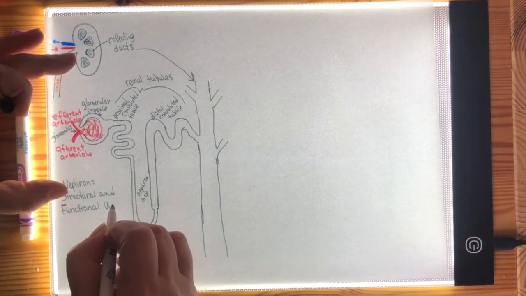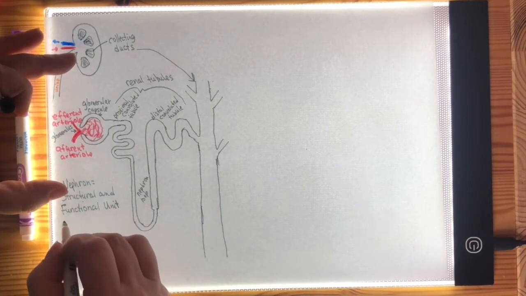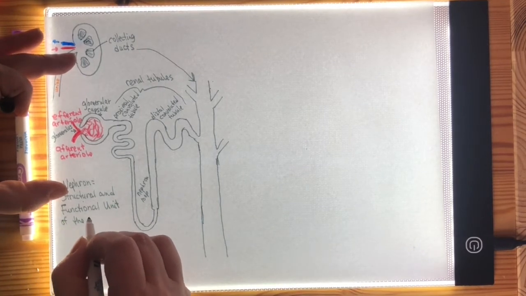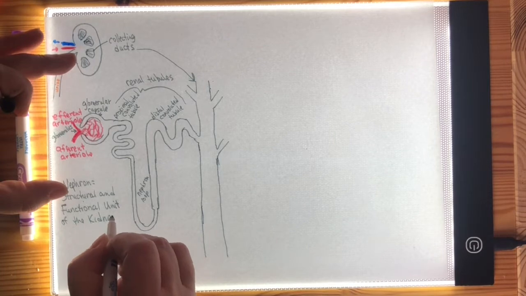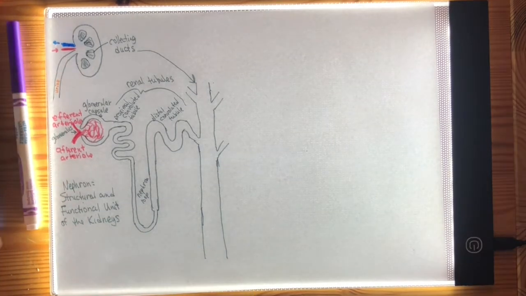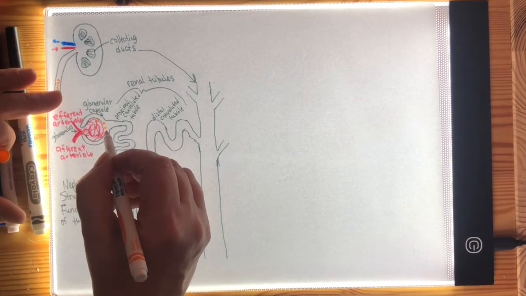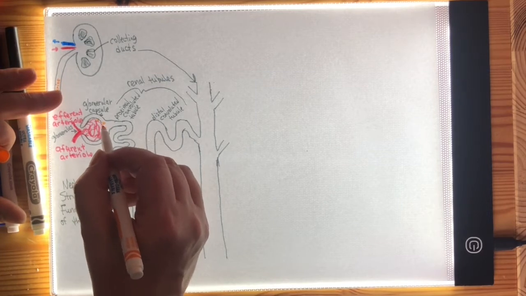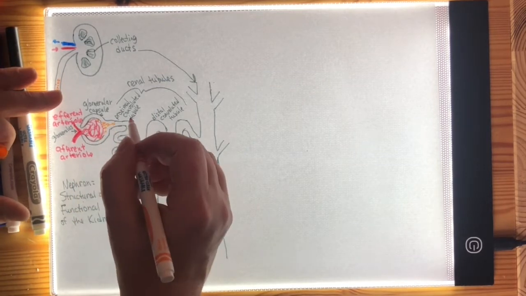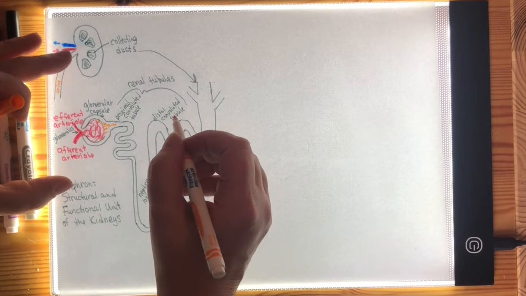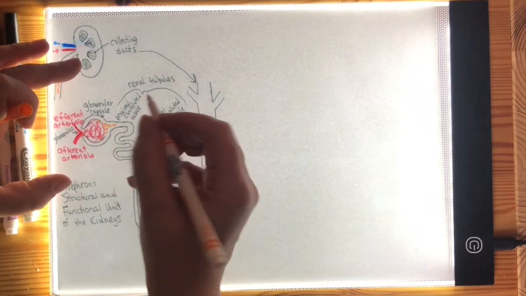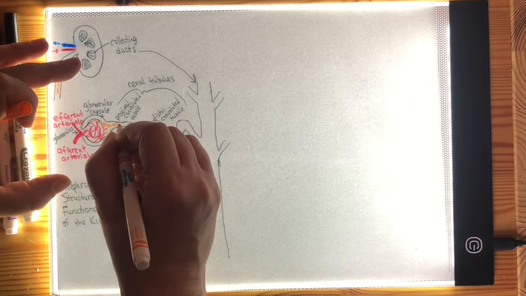So what is a nephron? The nephron is kind of everything we're looking at here. It is the structural and functional unit of the kidney. At a microscopic level, it's made of the glomerulus, the glomerular capsule, the renal tubule system, and then the collecting duct. That is a nephron.